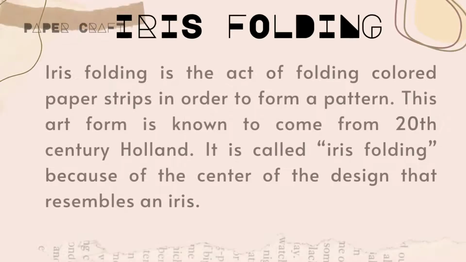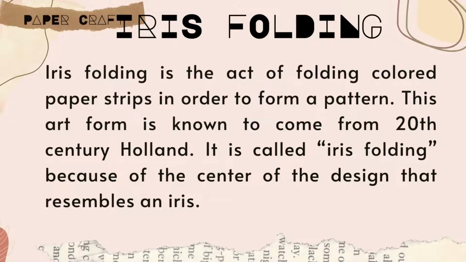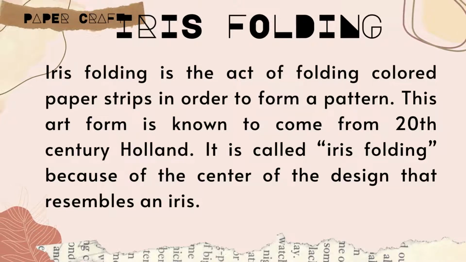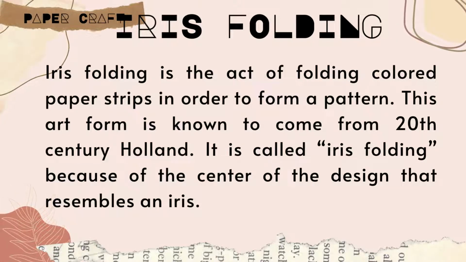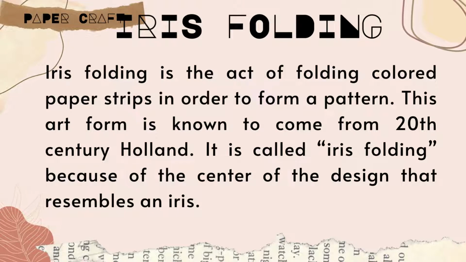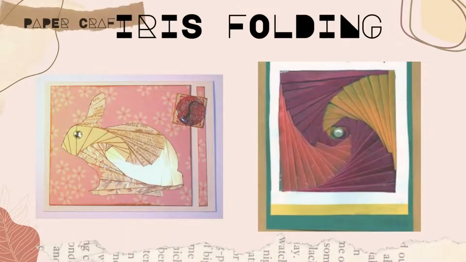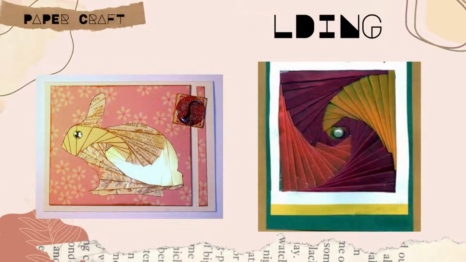The fifth one is colored paper folding, a form that is from the 20th century. It is called iris folding because of the center of the design that resembles an iris. Here are the examples of iris folding.